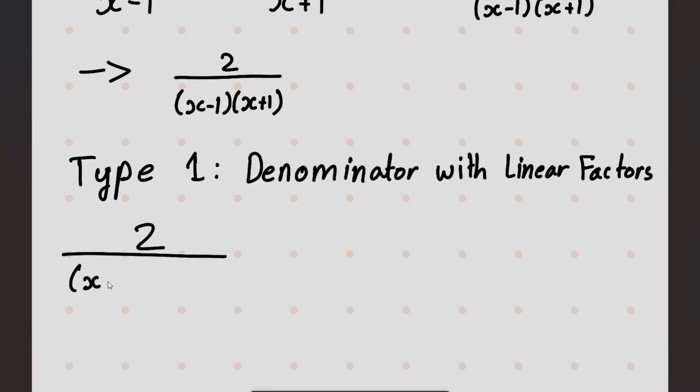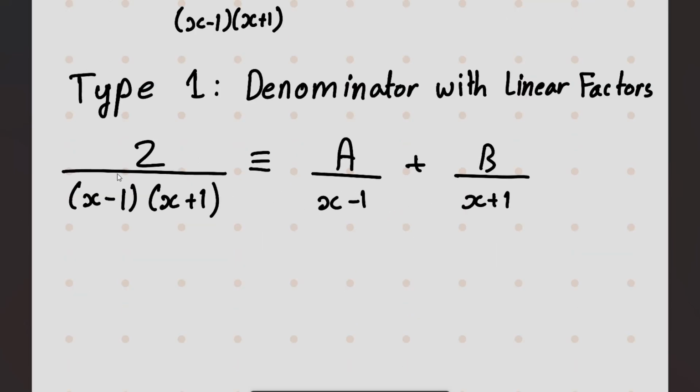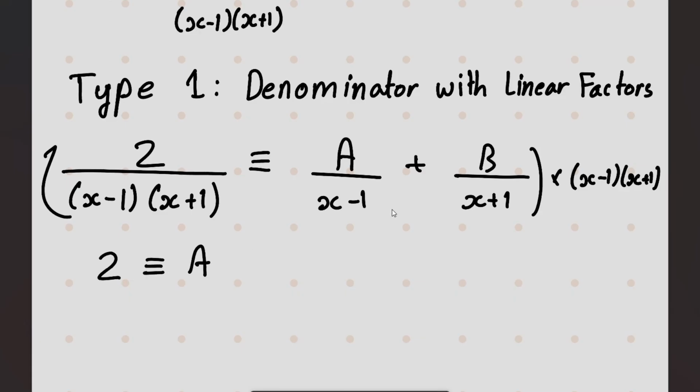So to start with, we're just going to write 2 over x minus 1 times x plus 1. And this is all identical to a over x minus 1 plus b over x plus 1. So what you're going to do now is multiply both sides by x minus 1 and x plus 1. And if you multiply, the first fraction, the simplified fraction, is going to have its denominator cancel out whatever we multiply. So we're just going to have 2 over here. And for a, we're just going to cancel out x minus 1, so you're just going to have x plus 1. And for b, x plus 1 is going to cancel out, so you're just going to have b times x minus 1.